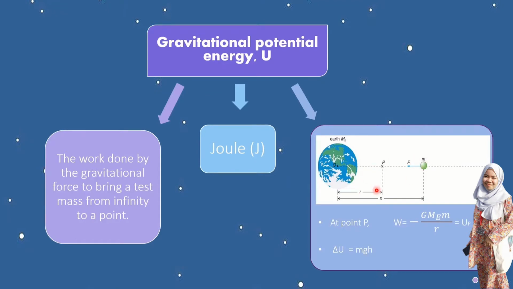So the next equation is delta U, which is the change of gravitational potential energy, equal to m, mass of the body mass, times g, which is 9.81, times height.